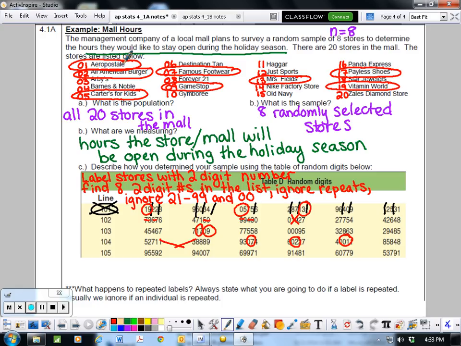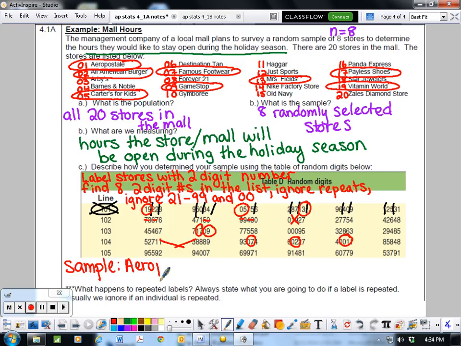So the numbers were randomly put into a table using a computer. So it's a random digit table. We use those digits to help us determine our sample of 8. So our sample would consist of, and now because I circled them, I can list them in alphabetical order.